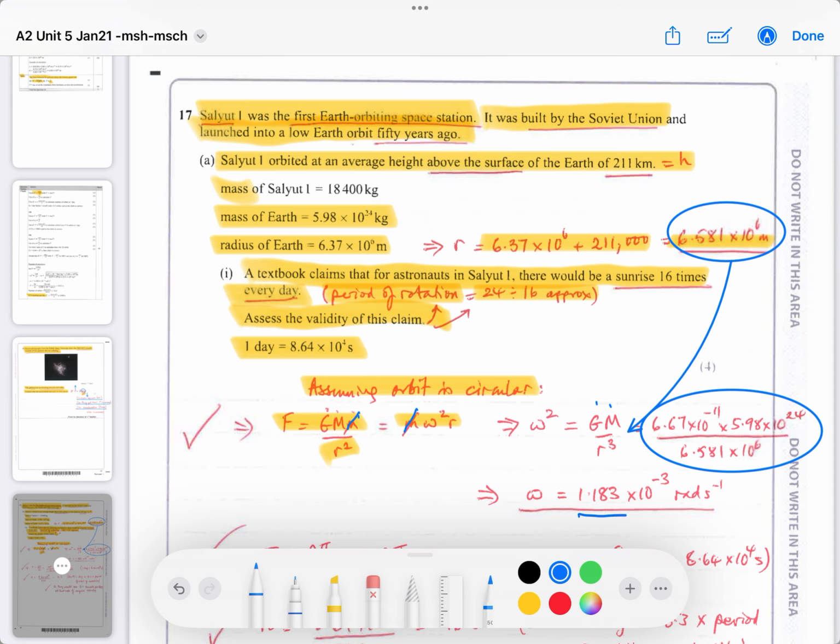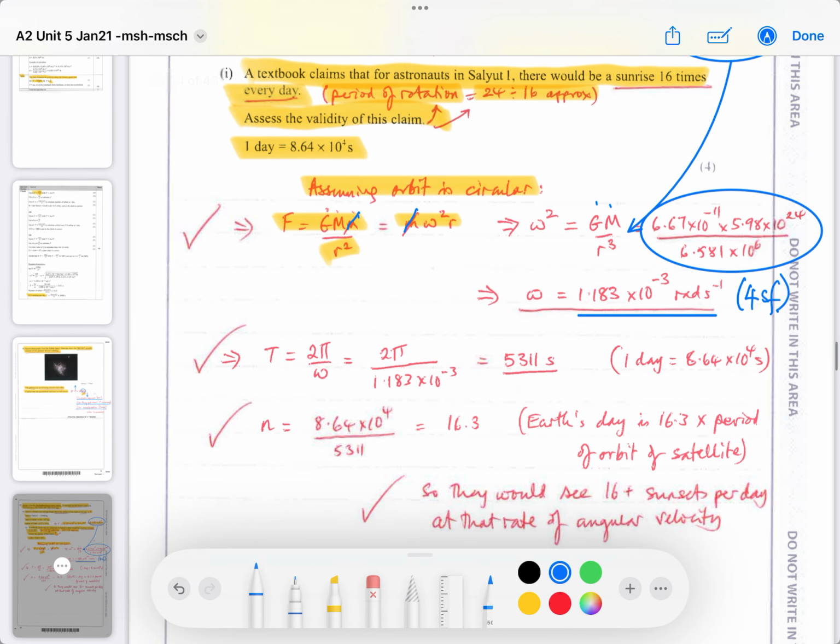And once you do that, you'll get, to 4 significant figures, 1.183 times 10 to the minus 3 radians per second. Sometimes it's useful to keep the more accurate value, because you're now going to use this value for omega to work out the period that this would indicate. Knowing circular motion, you just divide 2 pi by omega, and you'll get the orbital period, which is 5,311 seconds. Again, we've used 4 significant figures, and we know one day is this many seconds.